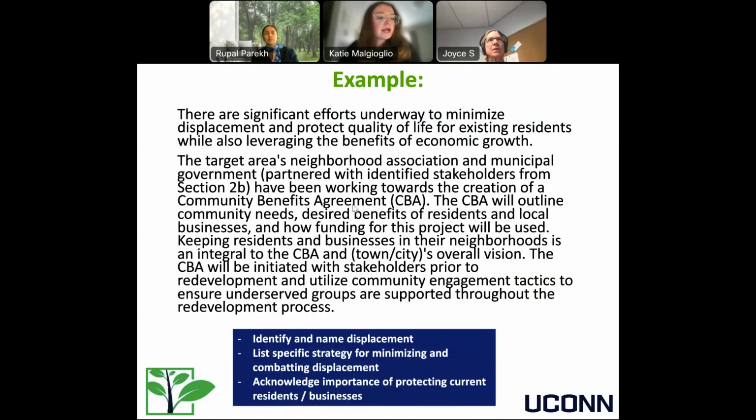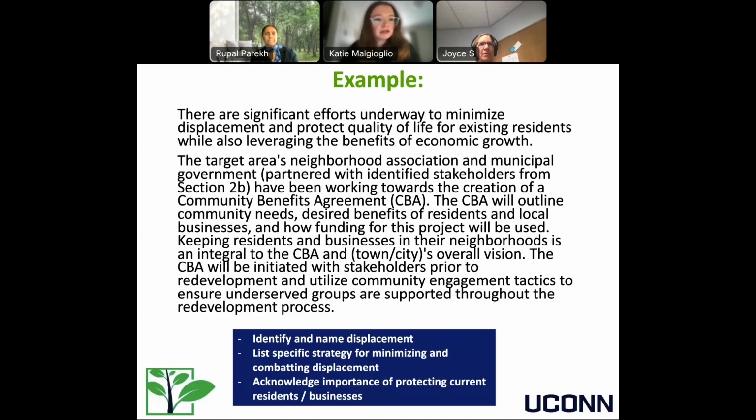There are significant efforts underway to minimize displacement and protect quality of life for existing residents while also leveraging the benefits of economic growth. The target area's neighborhood association and municipal government, partnered with identified stakeholders from Section 2B, have been working towards the creation of a Community Benefits Agreement, CBA. The CBA will outline community needs, desired benefits of residents and local businesses, and how funding for this project will be used. Keeping residents and businesses in their neighborhoods is an integral part of the CBA and our town and city's overall vision. The CBA will be initiated with stakeholders prior to redevelopment and utilize community engagement tactics to ensure underserved groups are supported throughout the redevelopment process.